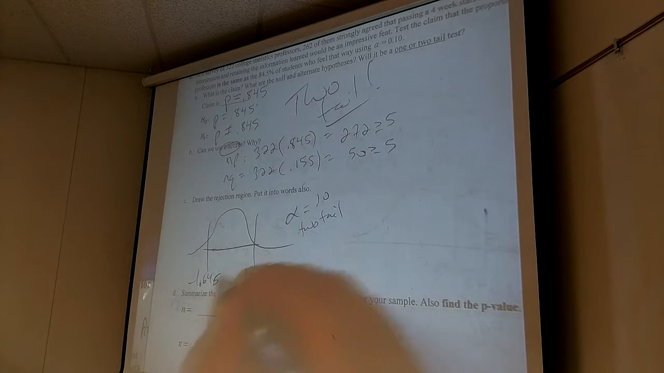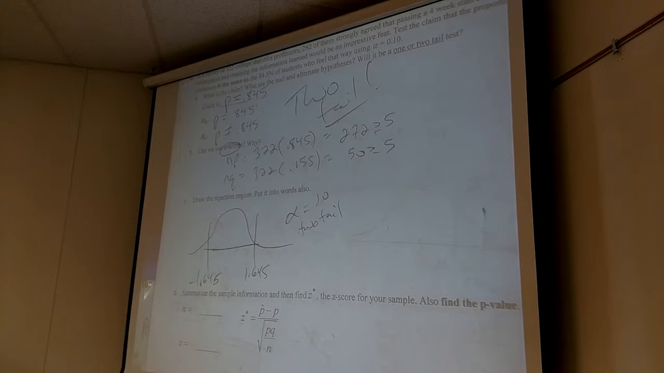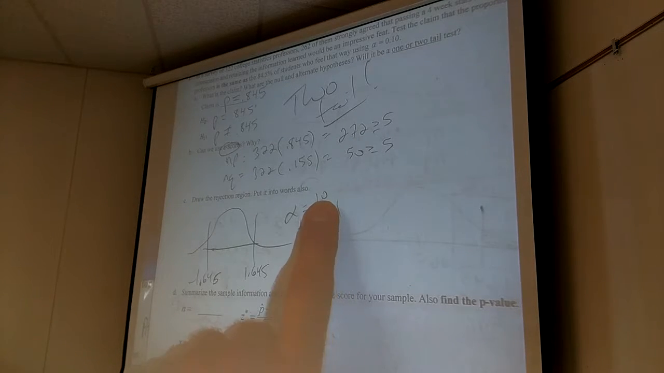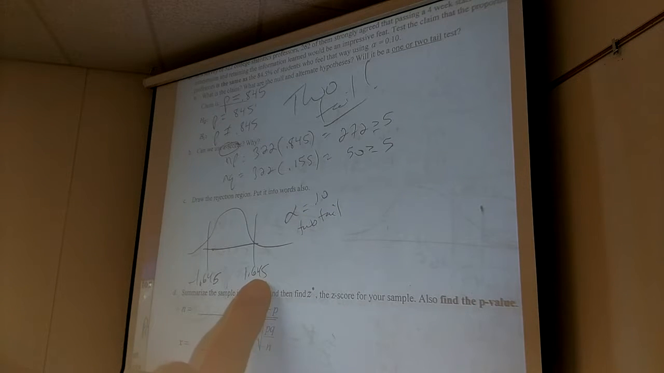Everybody able to find that? That actually wants to get ready for the test? Yes? So if you look at the t-score chart, two-tail 0.10, go all the way to the bottom, you should see 1.645.